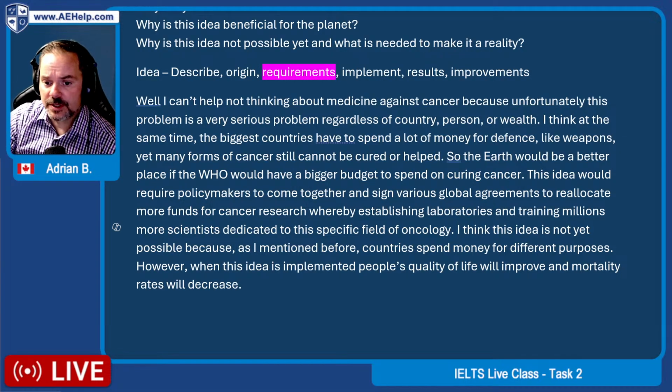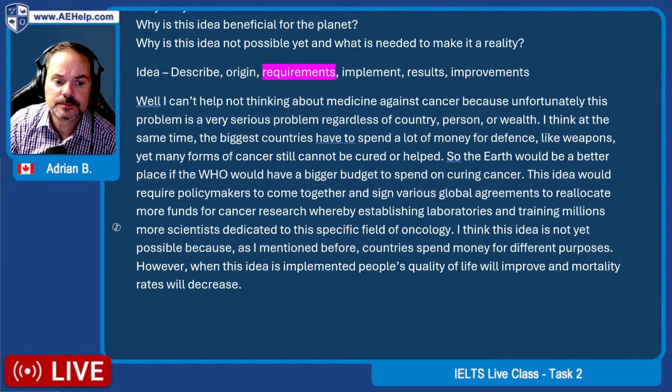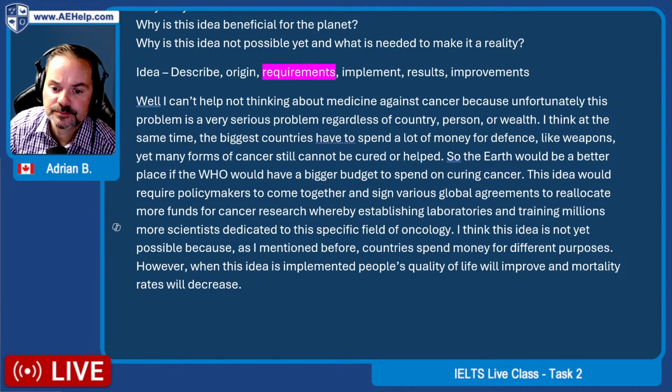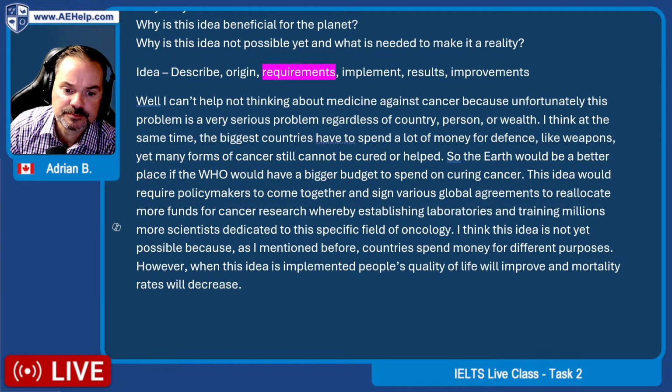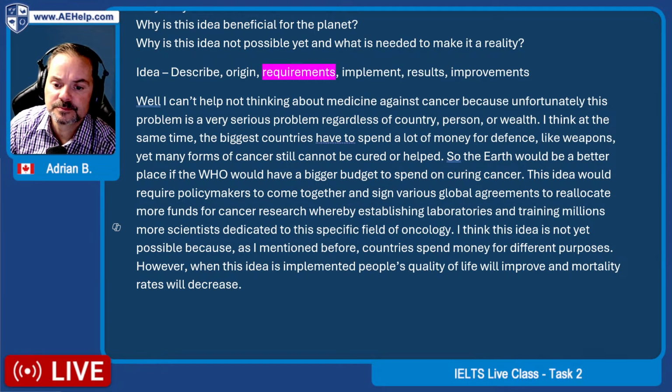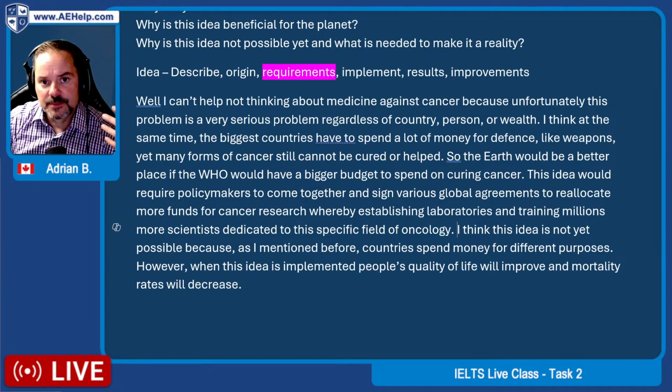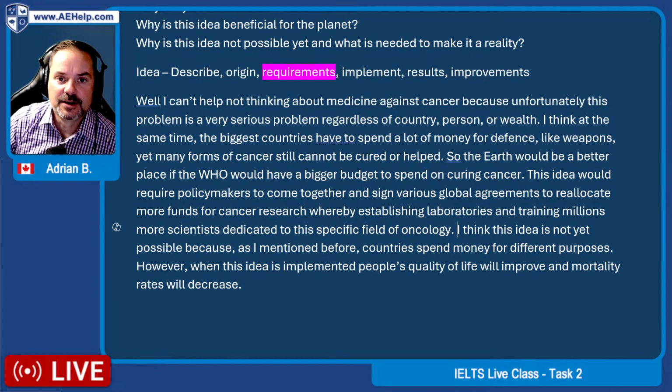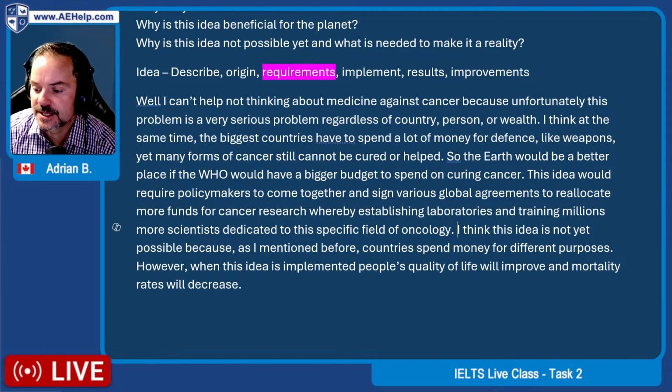Yeah. So can you read that for everybody, just that sentence that I added? This idea would require policymakers to come together and sign various global agreements to relocate more funds for cancer research, whereby establishing laboratories and training millions of more scientists dedicated to this specific field of oncology. Yeah. So that's where you pick up those very high level fluency, detail, vocabulary marks. Okay, does that make sense?